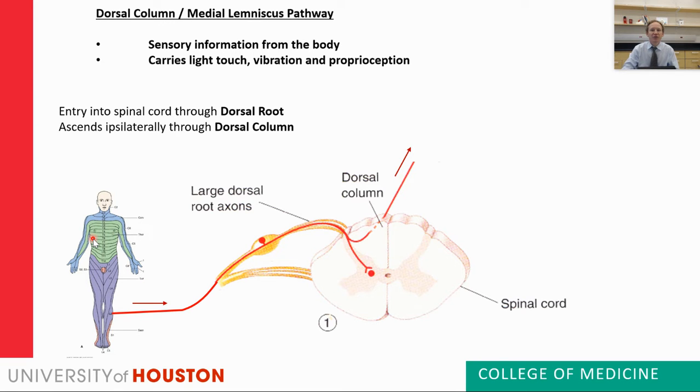As we've learned, sensory perception starts with activation of a somatosensory receptor. There are different receptors for light touch and vibration. They're called cutaneous mechanoreceptors. And for proprioception, these are called muscle proprioceptors. But they all follow the same pathway from the spinal cord all the way to the cerebral cortex. This is called the dorsal column medial lemniscus pathway.